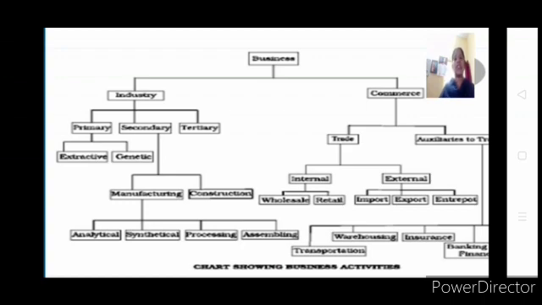Let us see what is this trade. Buying and selling of goods is called your trade. This trade can be of two types again, that is internal trade and external trade. As I told you, you should be familiar with the terms. So when I say trade, it is buying and selling of goods. It can be internal trade or it can be external trade.